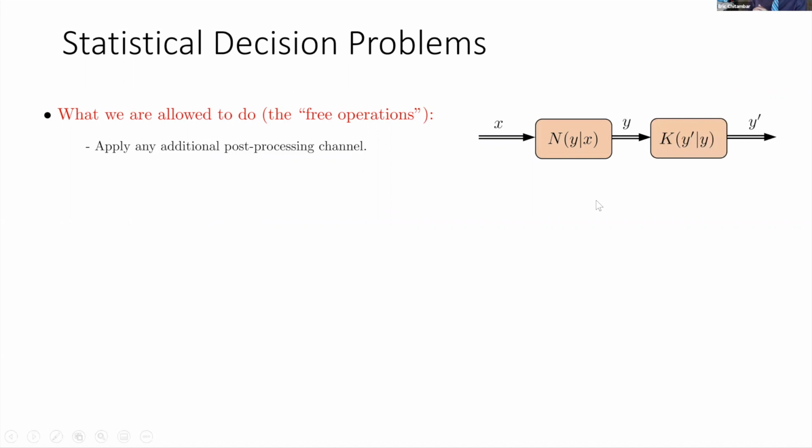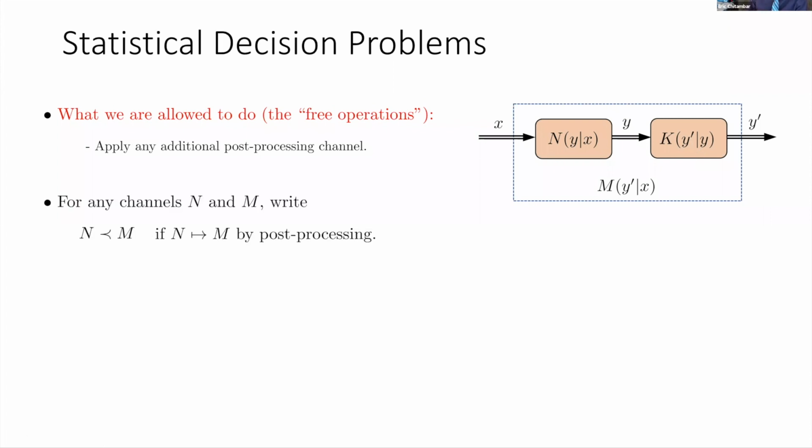So what that means is that we just wire a new channel K to output Y, then it gives an additional process. And then what you end up getting is some new channel M, right? It accepts X and it outputs Y prime. But if you opened up this box and you asked what's going on, you just started with your original channel N, then you tacked on this final post-processing channel. Okay, so for two channels, N and M, we can say that N majorizes M if there exists such a transformation, right? I can go from N to M by post-processing.